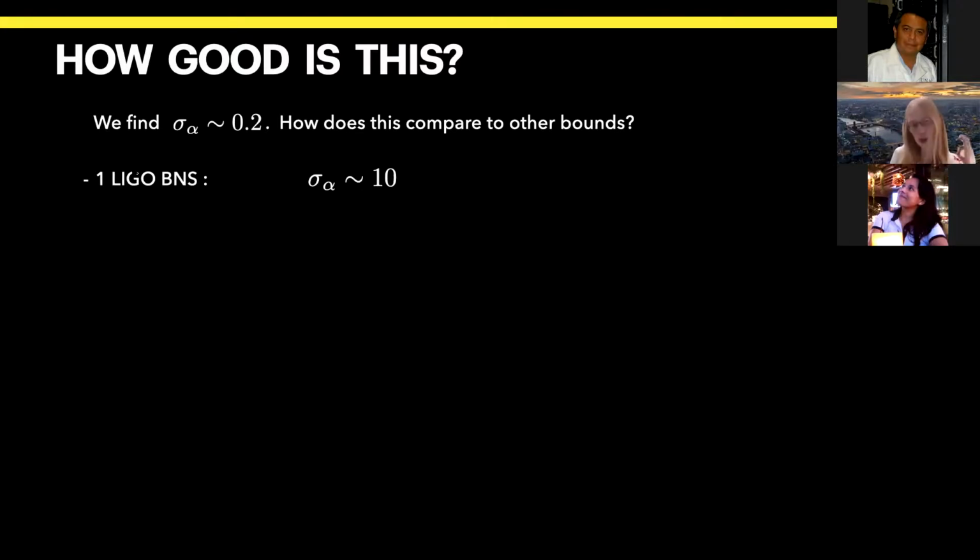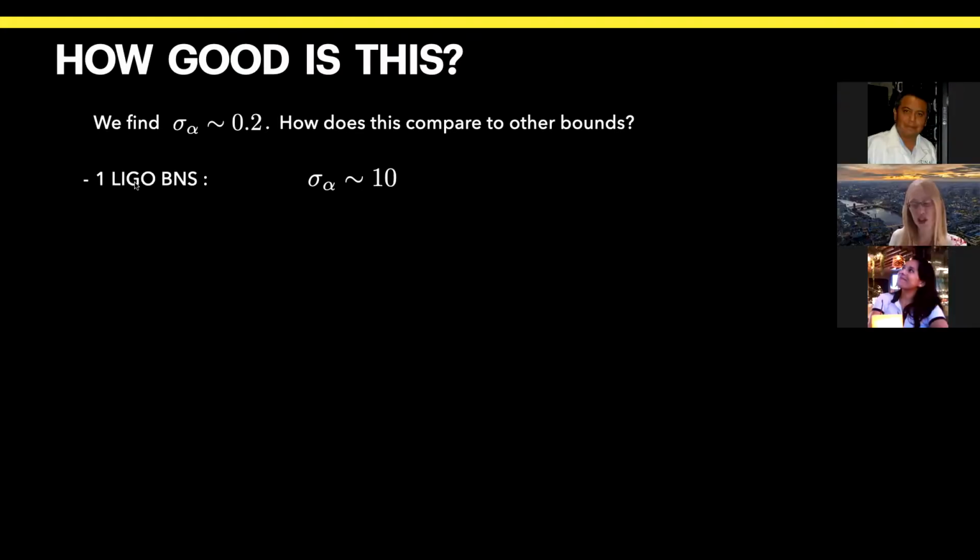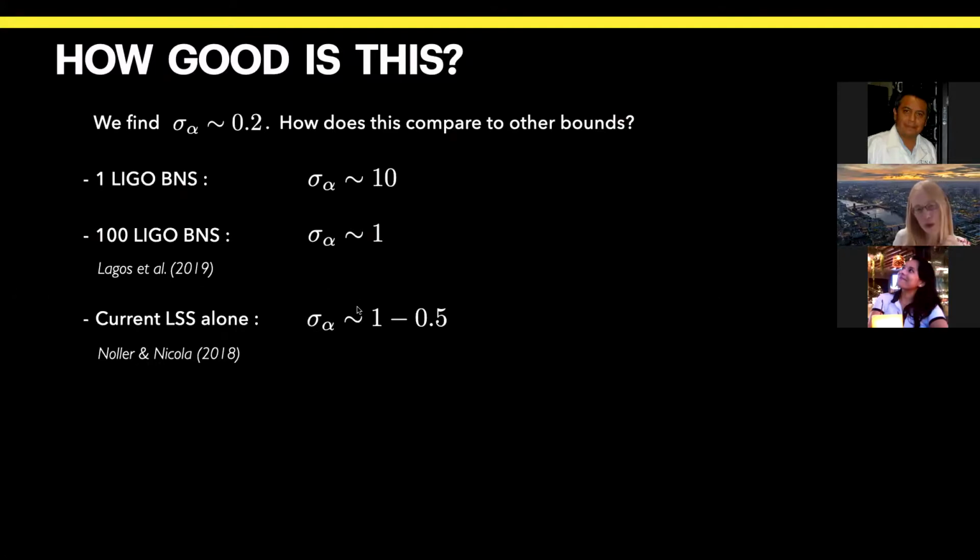Okay, so if we tried to do this analysis with just one binary neutron star, you would bound the alpha parameters to about 10, so it would be huge. If you try and do it with those 100 binary neutron stars, you get them to about order unity. And that's about the same as we do with current large-scale structure data, so things that are available today.